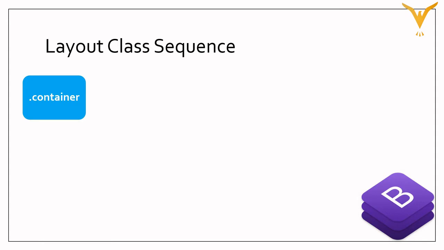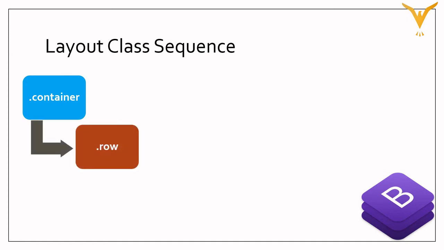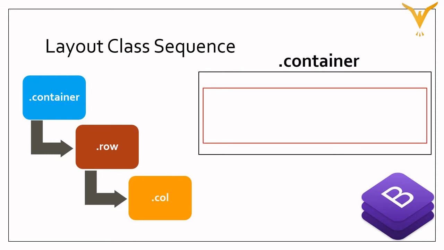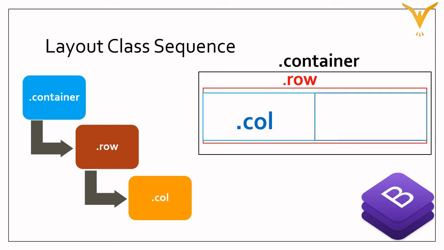As I said before, the class sequence to create a layout is, first we will have container class, then we will have row class, and then we will have col class. So basically it will look like this. First, one container will be created using container class. Then inside that container class, we will have one row which is created by using the row class. And inside this row, we are going to create columns of equal width by using the col class. Okay, so this is the class sequence for creating any layout. So now we will see practically how to use the col class, row class and container class together.